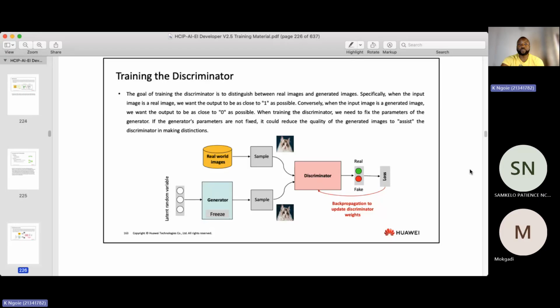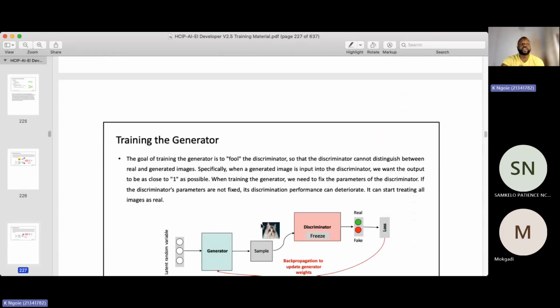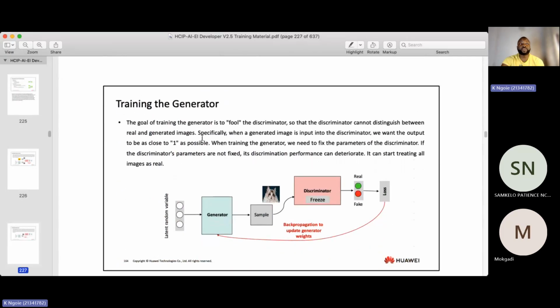But it's very important to note that training the generator will now be different. Remember, the generator needs to learn how to fool the discriminator. The goal of training the generator is to fool the discriminator so that it cannot distinguish between real and fake images. In this case, remember, for real images the probability must give us 1, and for fake ones the probability must give us a number close to 0.